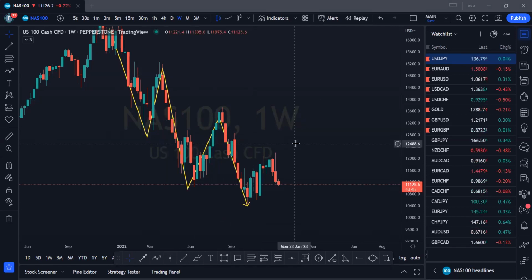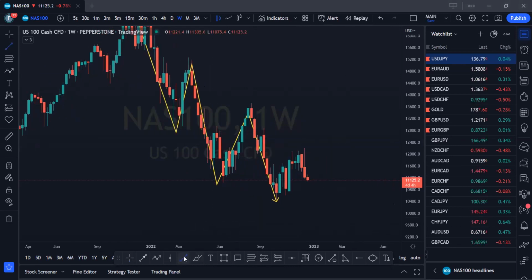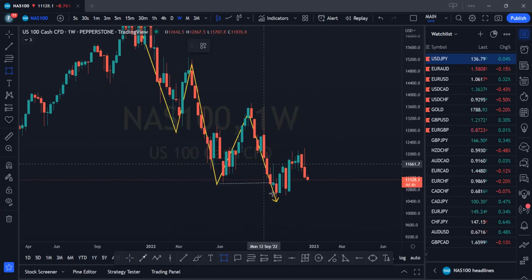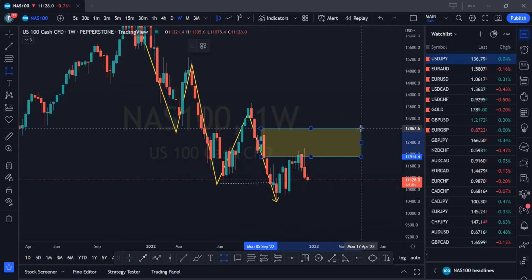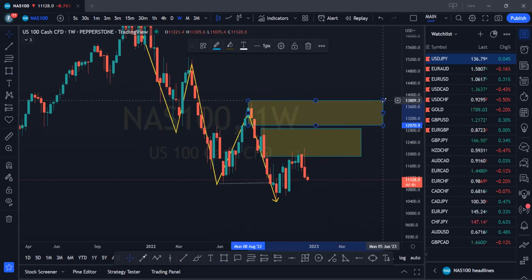So let us check out NAS 100. This is structure right now. We can see break of structure here. Price is in a downtrend, and right now in a downtrend, that means we have active sellers, right? And this is a supply zone. This supply zone is active, and this is another supply zone right here.